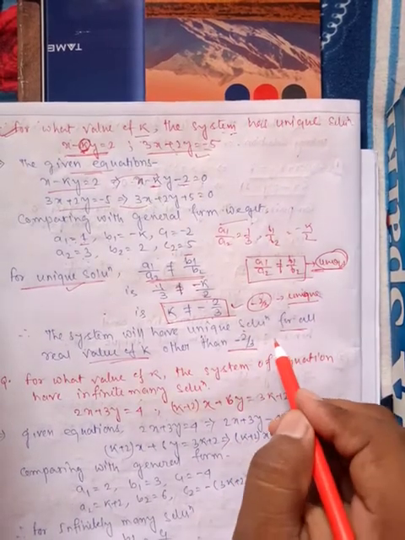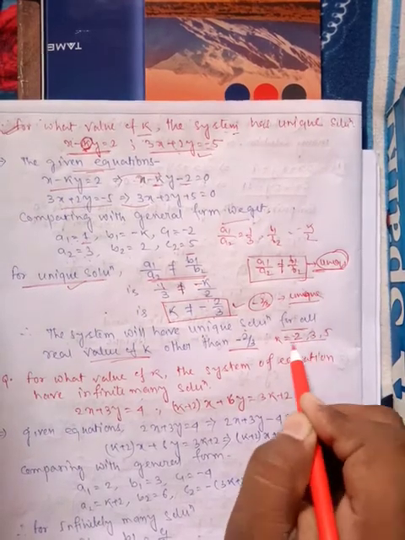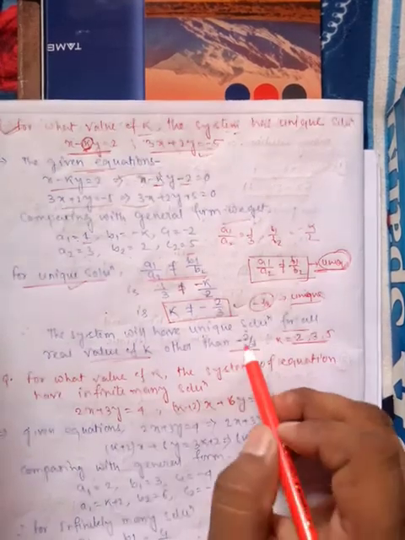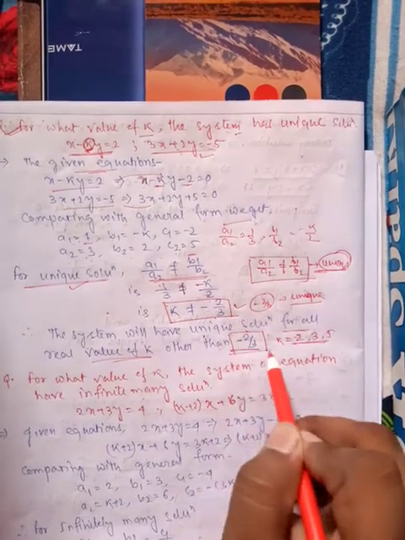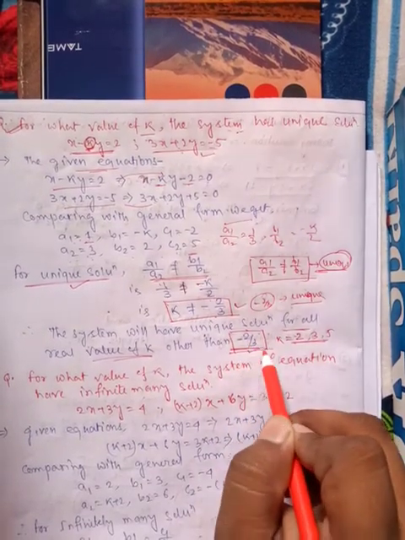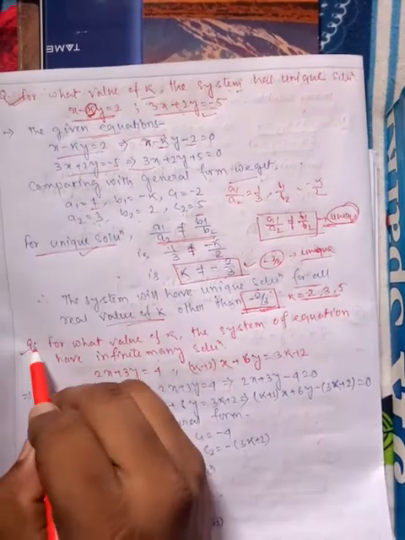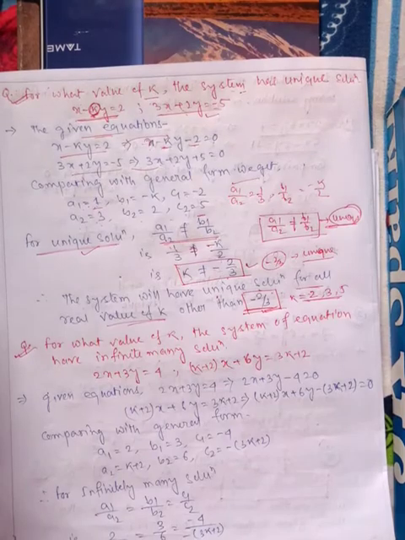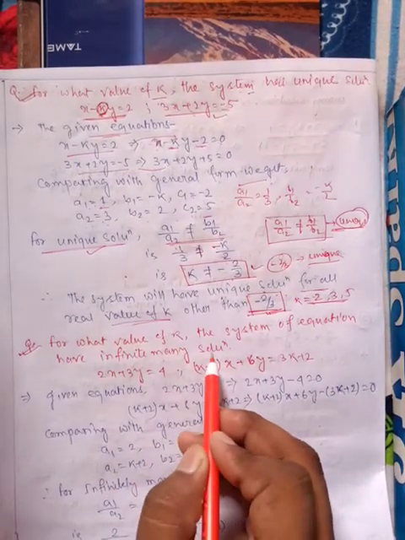That means if you take k equal to any number, suppose 2, 3, 5, no problem, that equation will give the unique solution. So you have to take the value of k except minus 2 by 3. You can take any real value. Okay, understood? Next question. For what value of k does the system of equations have infinitely many solutions?